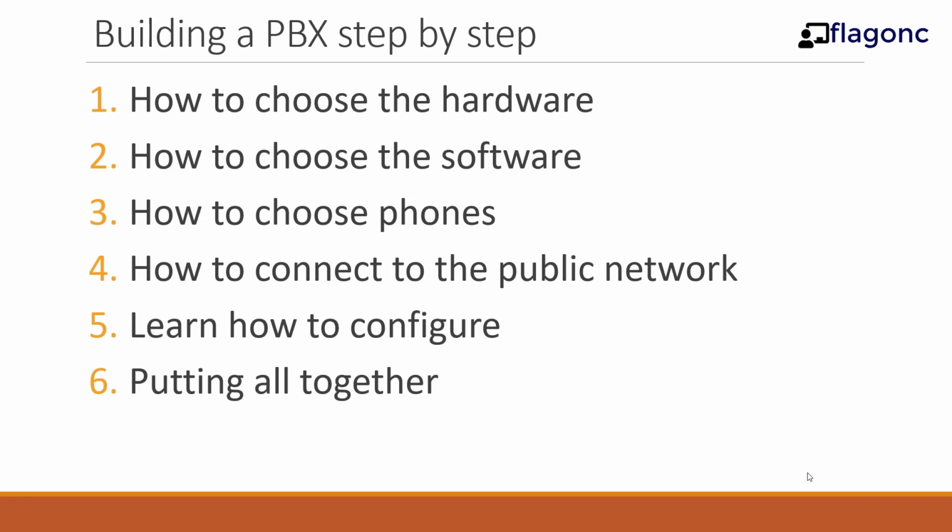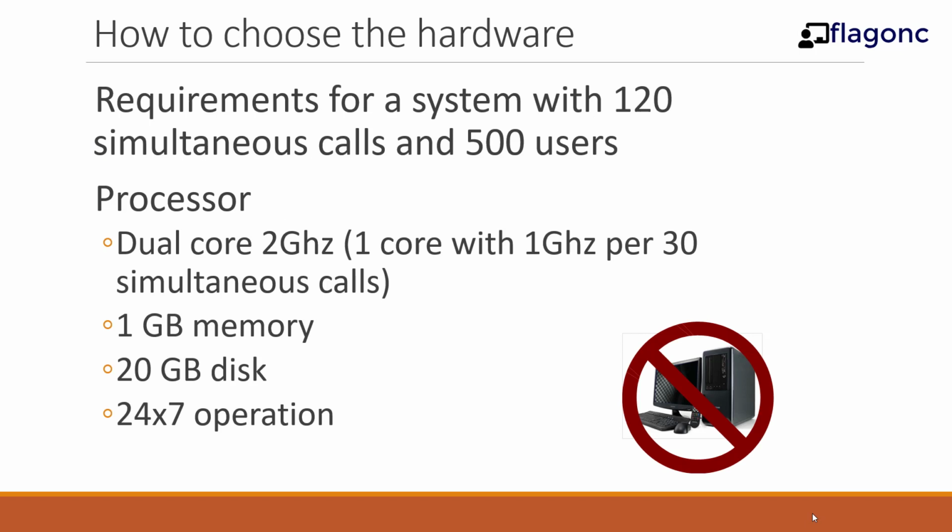So let me show you how to build a PBX. What's the big picture? How to choose the hardware, the software, the phones, the public network connection, learn how to configure, and put it all together. How to choose the hardware. As a rule of thumb, I use one core with 1 gigahertz per 30 simultaneous calls. So for 120 simultaneous calls, I can use a dual core 2 gigahertz, a very inexpensive server. 1 gig of memory, 20 gigs of disk. If you want to run 24/7, and almost any PBX runs 24/7, you need server hardware, do not use your desktop. Use something reliable for your Asterisk server.